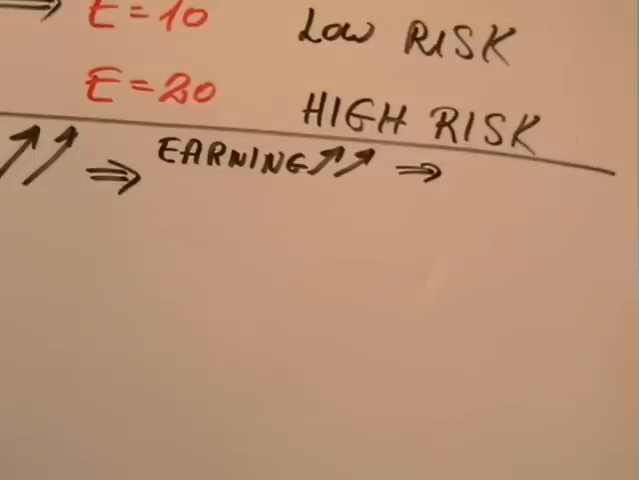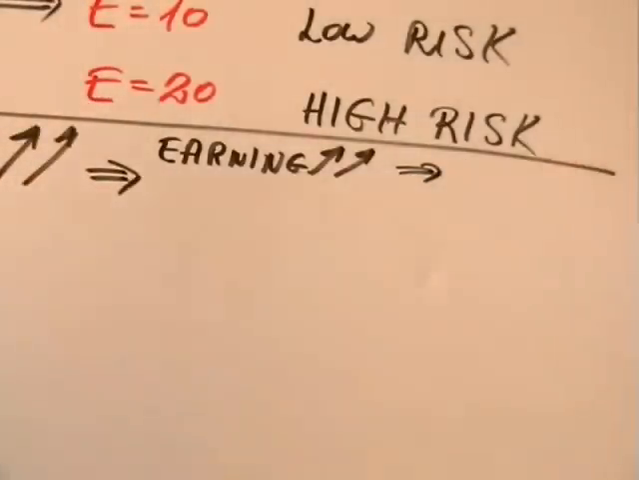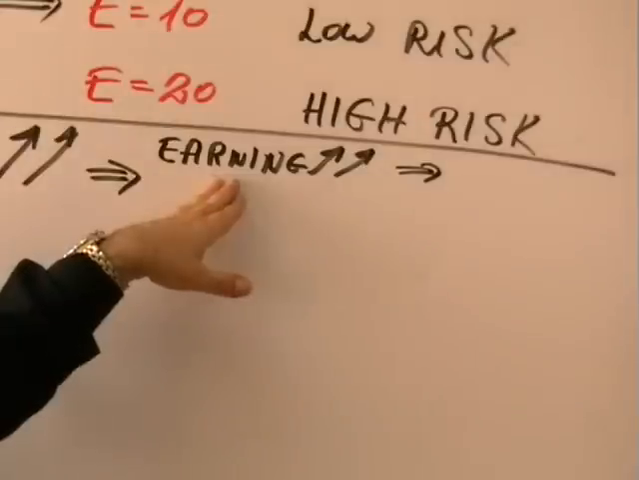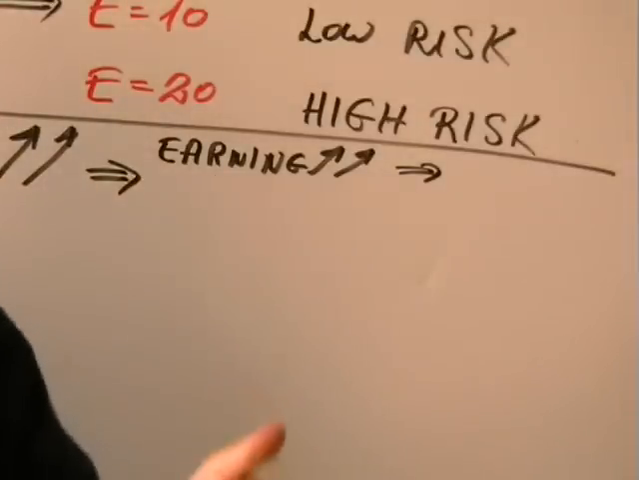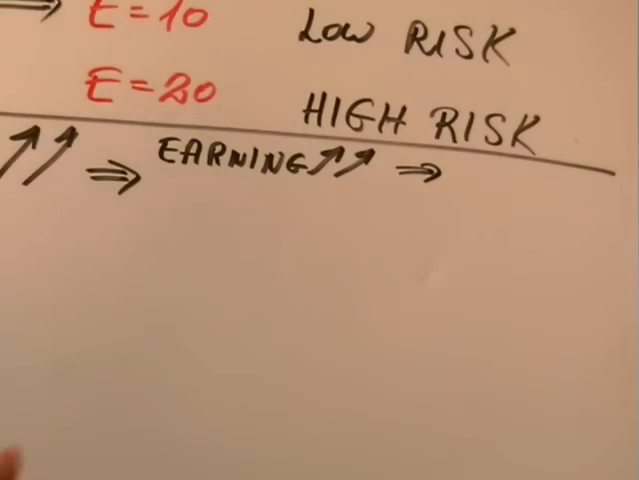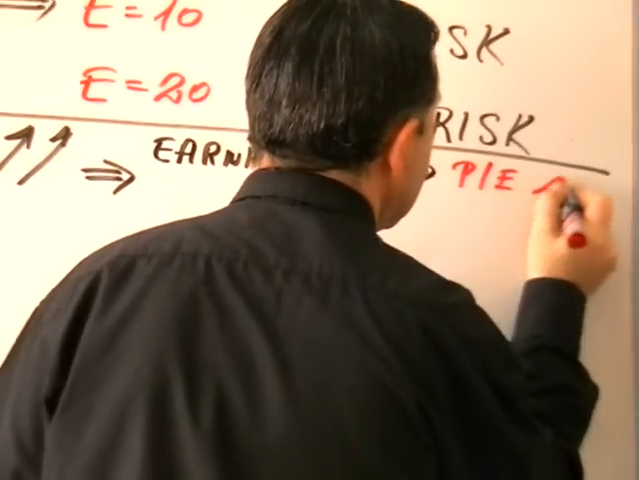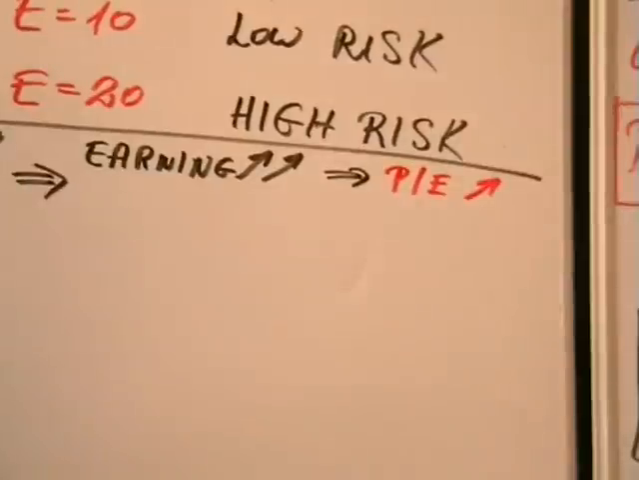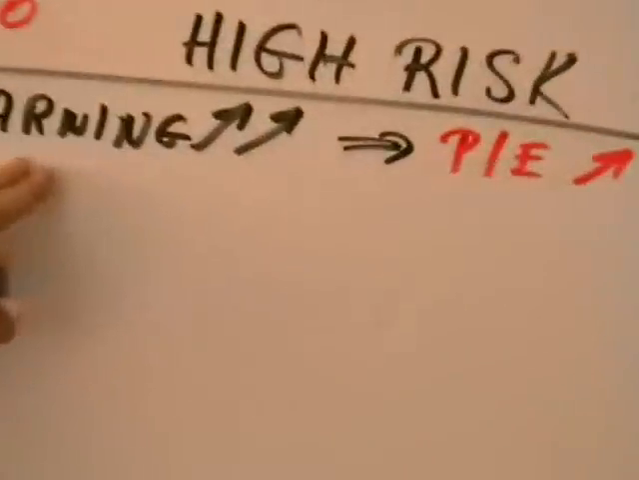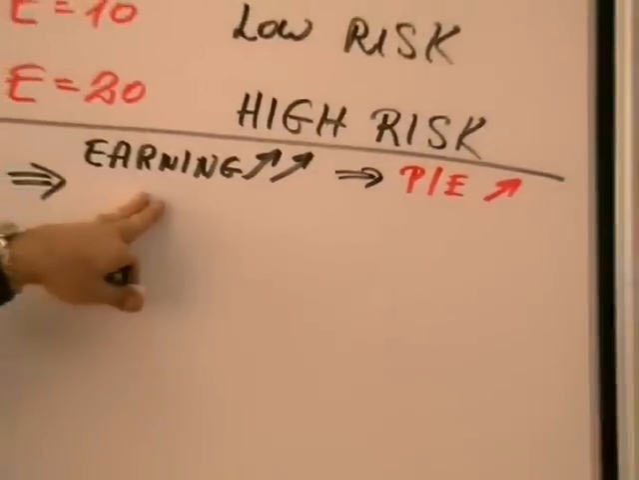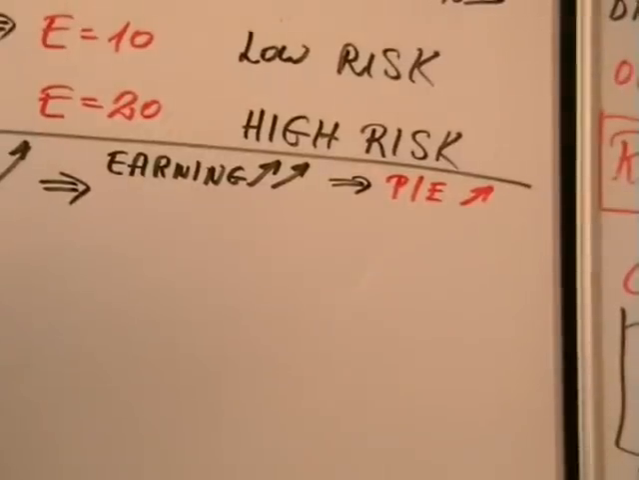Everything will grow because the floor will grow. Remember, I already wrote it a little before. If you expect higher growth, other things equal, the price earnings ratio will be rising. So PE will be rising as a result of expected growth or higher growth of earnings. That's the one part, the earnings part.